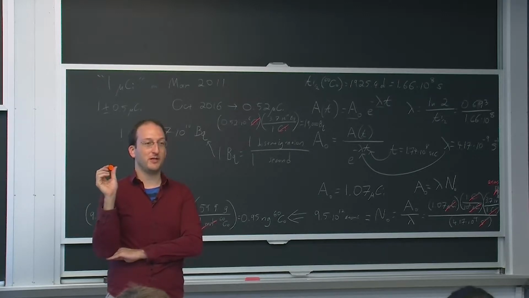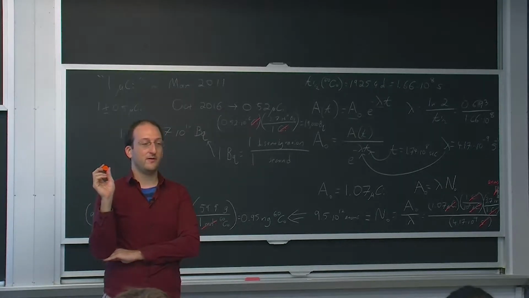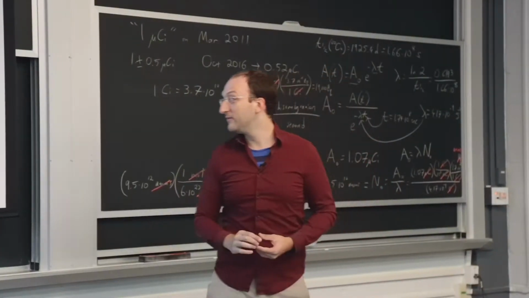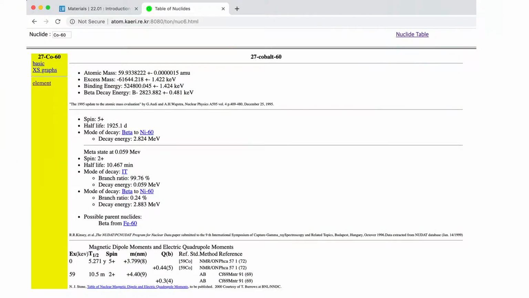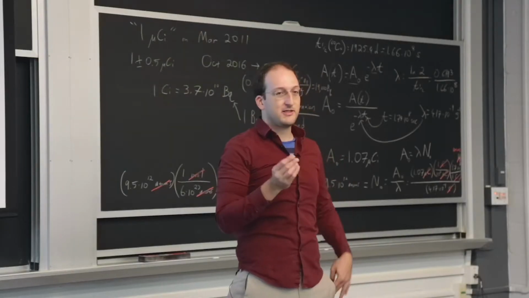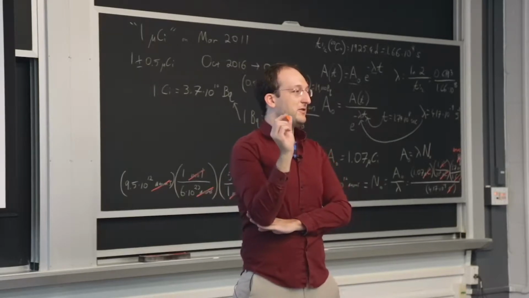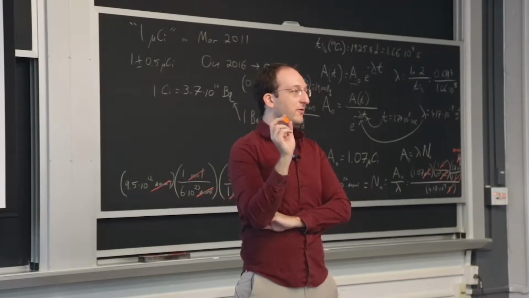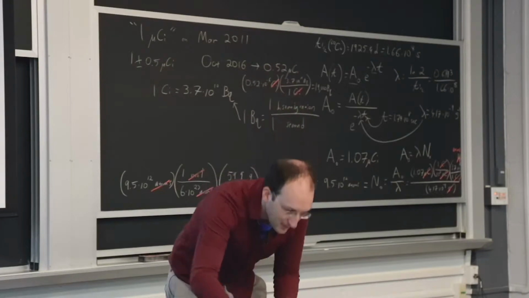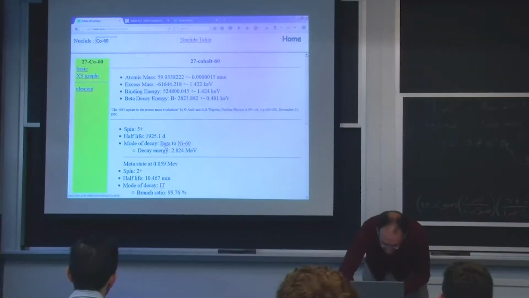What other information do we need to know? Type of radiation. Sure. And luckily, we've got that right here. If you look here, the mode of decay is beta decay to nickel-60. So cobalt-60 is actually primarily a beta source. However, it's used for its characteristic gamma rays. So let's take a quick look.